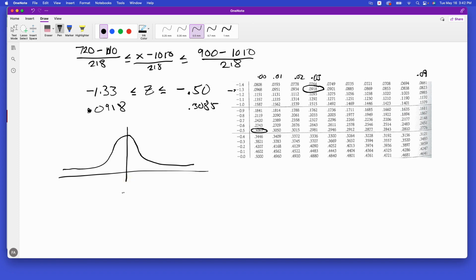With this right here being 0. Okay, that just kind of gives us a place to work here. So here's z equal to 0, all right? And then here would be z equal to negative 0.5. And over here would be z equal to negative 1.33, okay?